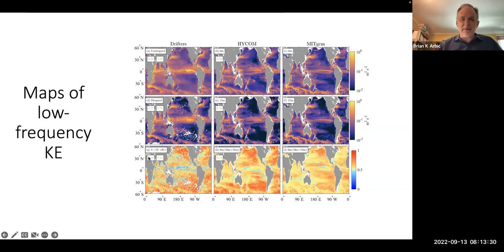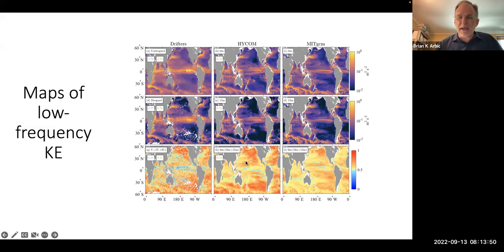the correlations of HICOM to the drifters or MIT GCM is actually fairly high. They're shown here, 0.48 and 0.41, fairly high considering that there's so many degrees of freedom. Look at all the grid points that you have there. At least I'm not a master of stats, but Shen says it's fairly high given that.